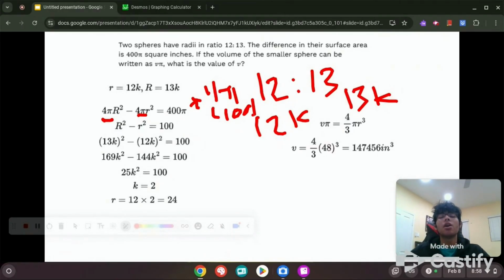So our little sphere's radius would be 12 times 2, which is 24. Now we have to find the volume of the smaller sphere. So v pi would be equal to 4/3 pi r cubed, which is in your reference sheet. Then we can take out a pi from both sides. We don't need that. So v is equal to 4/3 r cubed. So this should say 24, not 48. So v would be equal to 4/3 times 24 cubed.